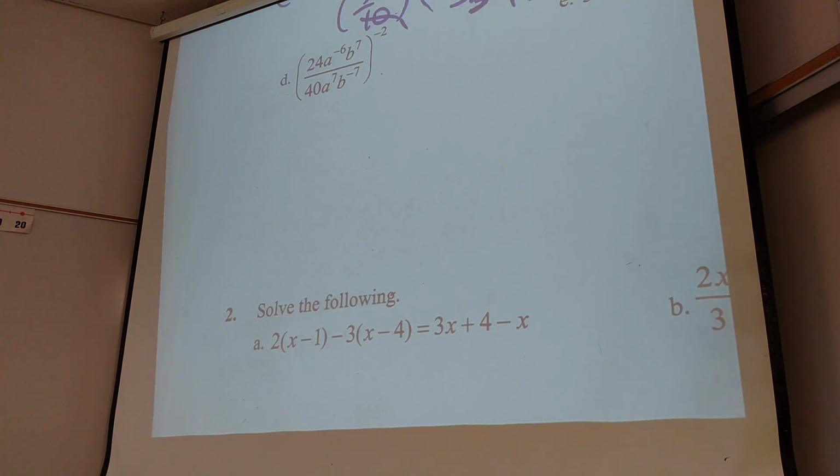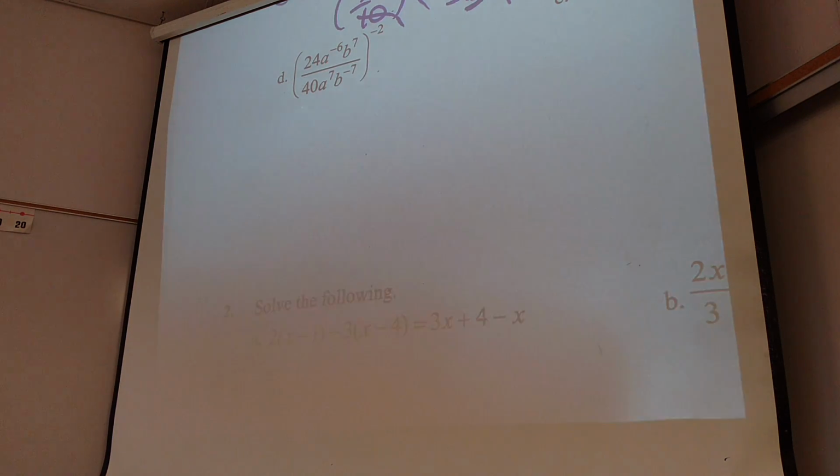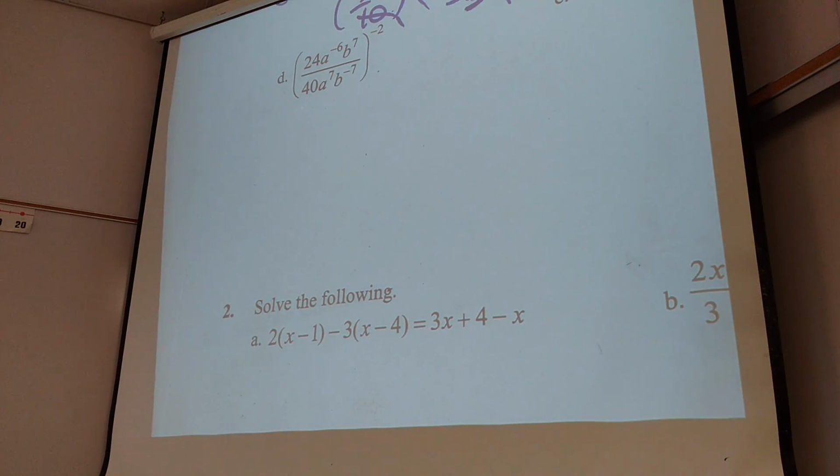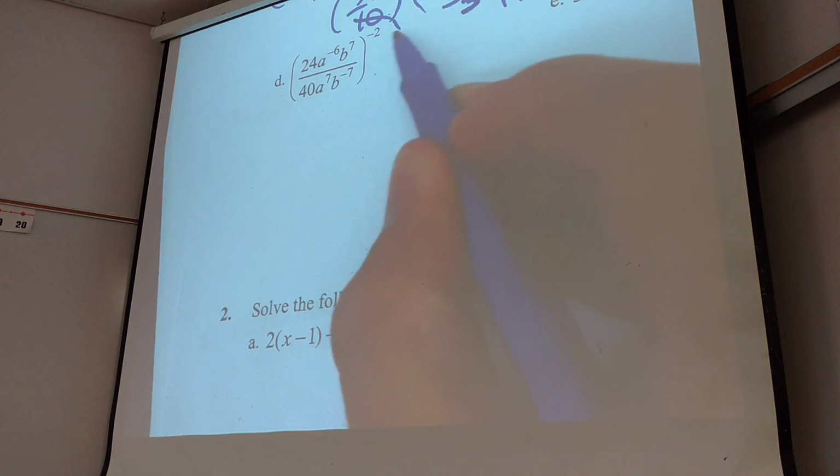Alright, so if you don't like the way I'm doing it, there are other ways to do it. You don't have to do it the way I'm doing it. In fact, that's part of what math is: making it your own, doing it your way, as long as it's legal. So I don't have to worry about this negative 2 till the end.